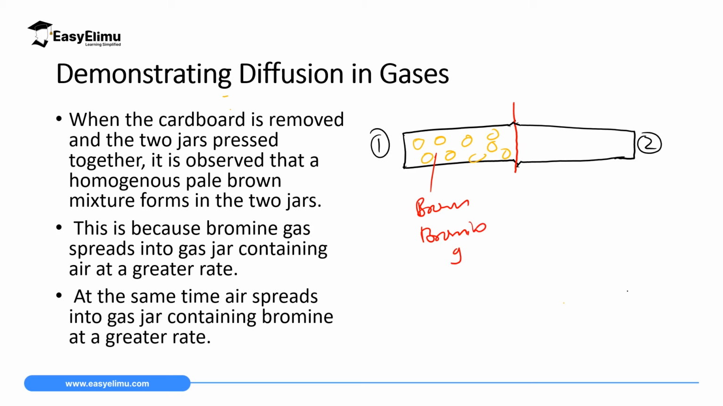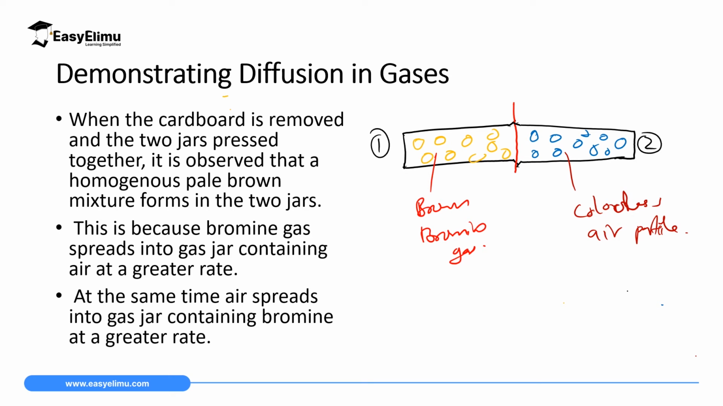bromine gas. And then in the second gas jar, you will put colorless air particles. So these are colorless air particles. If I can label them, colorless air particles. So gas jar 2 will be empty with air, or it will have only air, and then gas jar 1 will only have bromine gas.